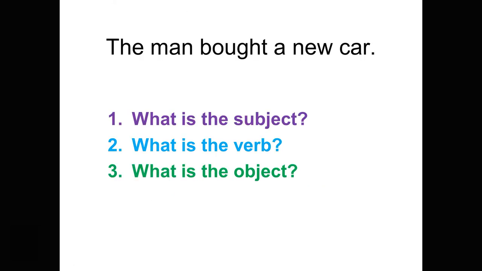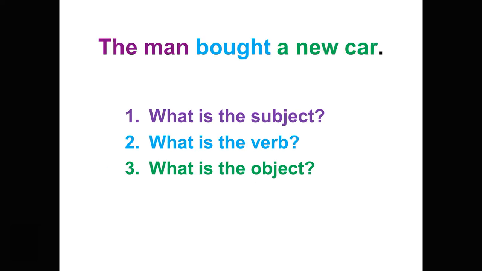The man bought a new car. This is something that you can work on independently. If you can figure out for me what is the subject, what is the verb, and what is the object. Take some time now to perhaps press pause here, have a think about that, and see what you can do. So here are the answers. The man bought a new car. We have the subject as the man, we have the verb as bought, that's the action, and what is the object? A new car.